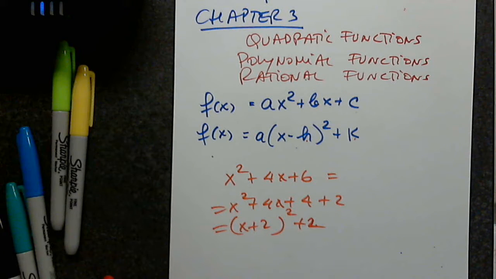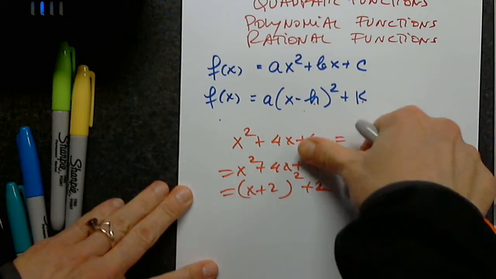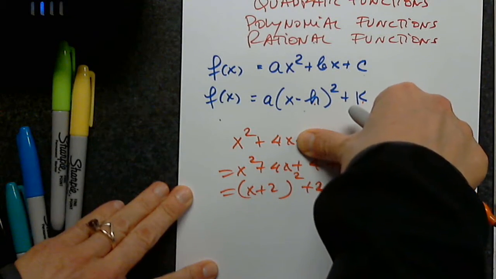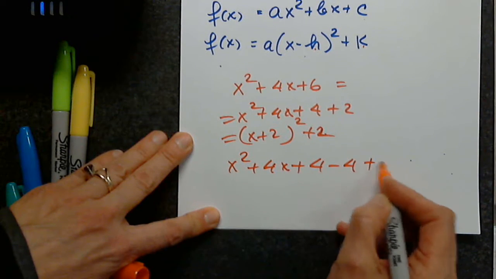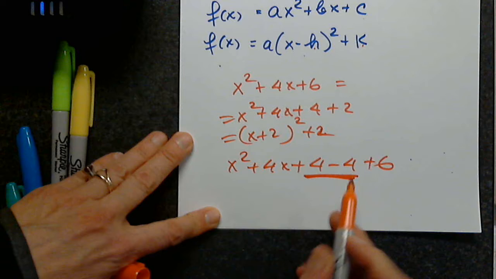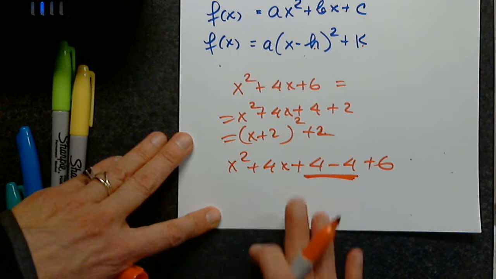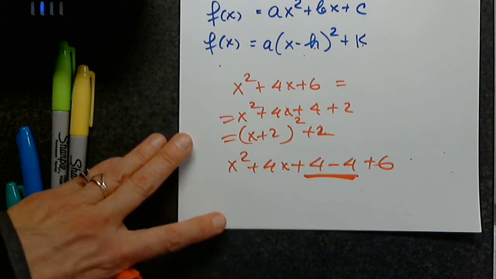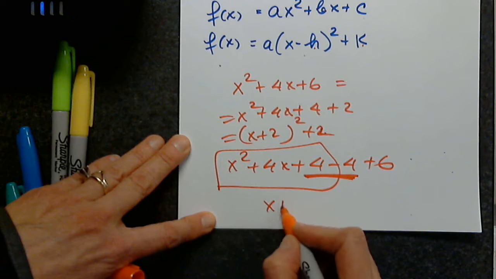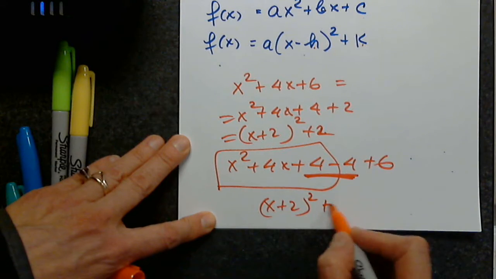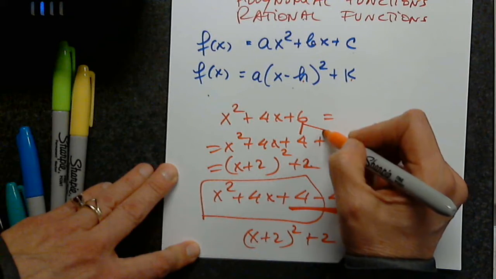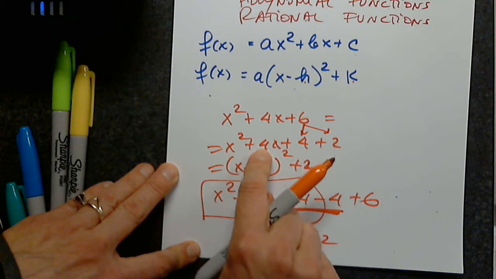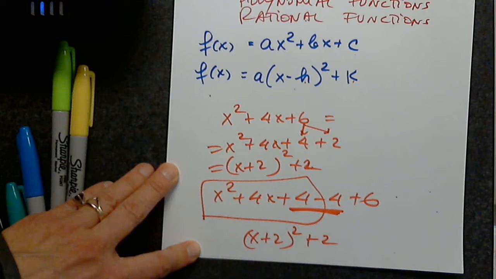So yes, or you can add and subtract. If you don't even want to look at this one, then you have x squared plus 4x plus 4 minus 4 plus 6. This has to be 0, otherwise you change the problem. And then you combine these into x plus 2 squared, and this is your positive 2. Or you think in terms of splitting 6 into what you need for these two and the rest.